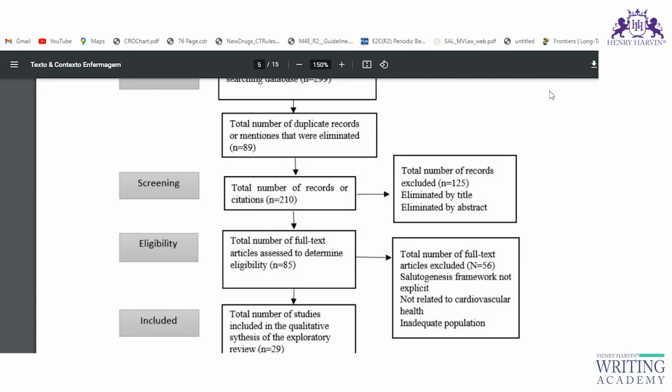Okay, then the total number of records or citations which are screened on the basis of the title and abstract is 210, out of which 125 articles were excluded. And here you can also write the reason why these articles are excluded.